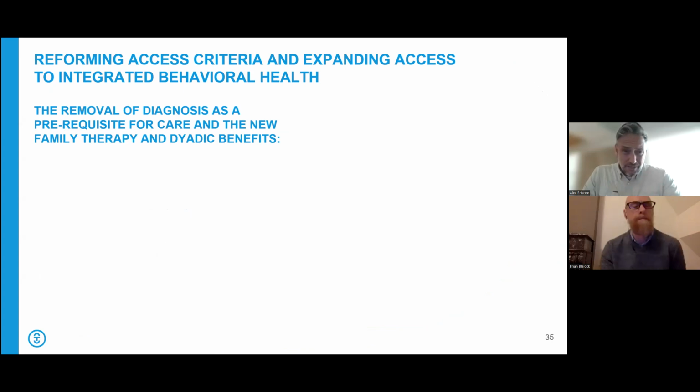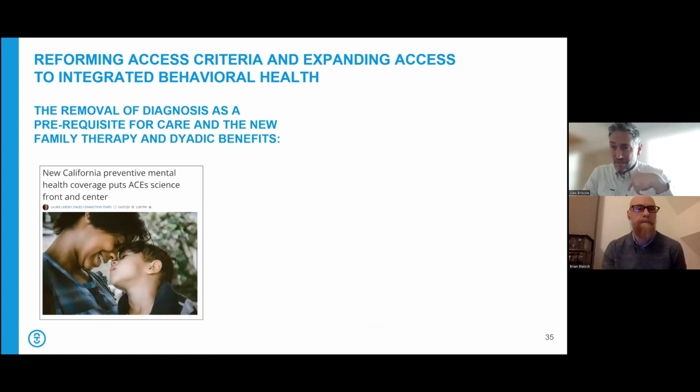So reforming access criteria is really, really important. This term, you know it as medical necessity, and the removal of diagnosis as a prerequisite for care is one of the most fundamental changes that has happened in California's mental health system. And I saw that one question in the chat. The new family therapy benefit is the first and only benefit in any Medicaid system in the nation that qualifies beneficiaries for access to care based on an experience of discrimination, on housing instability, on food insecurity, or any of the other adverse child experiences. So Z65.9 is the qualifying Z code that gets you access to these services and supports.